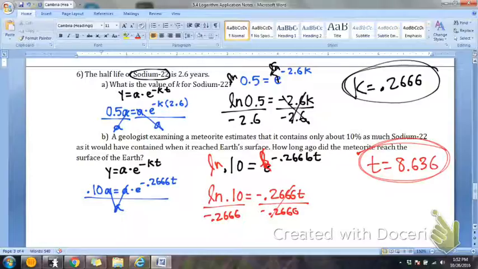What's wrong? You have log instead of ln. They're going to give you different values.